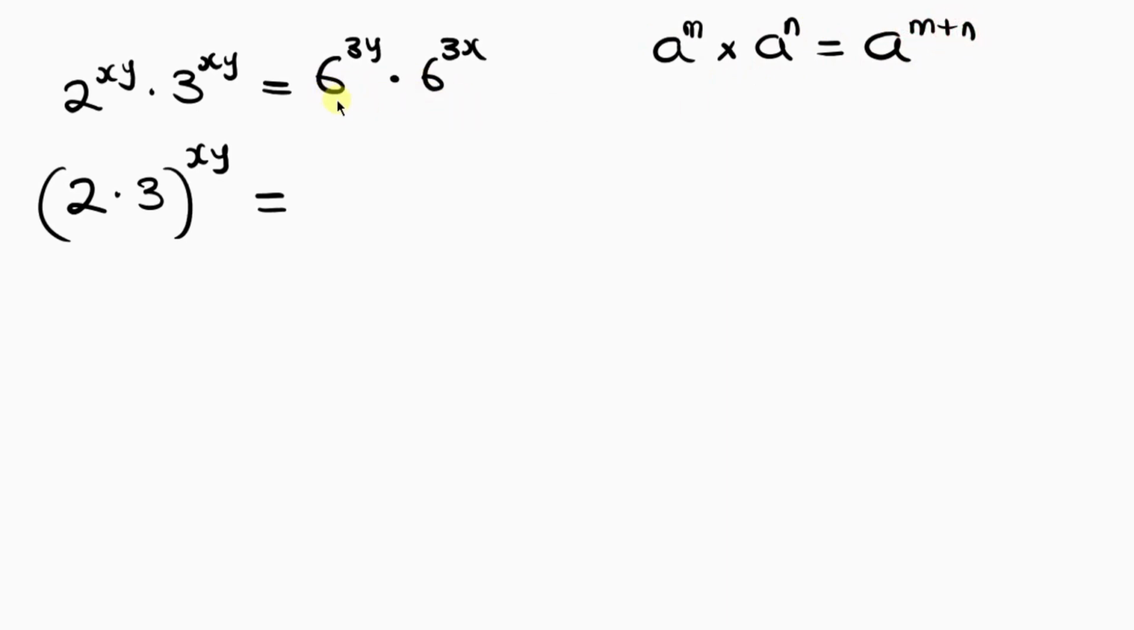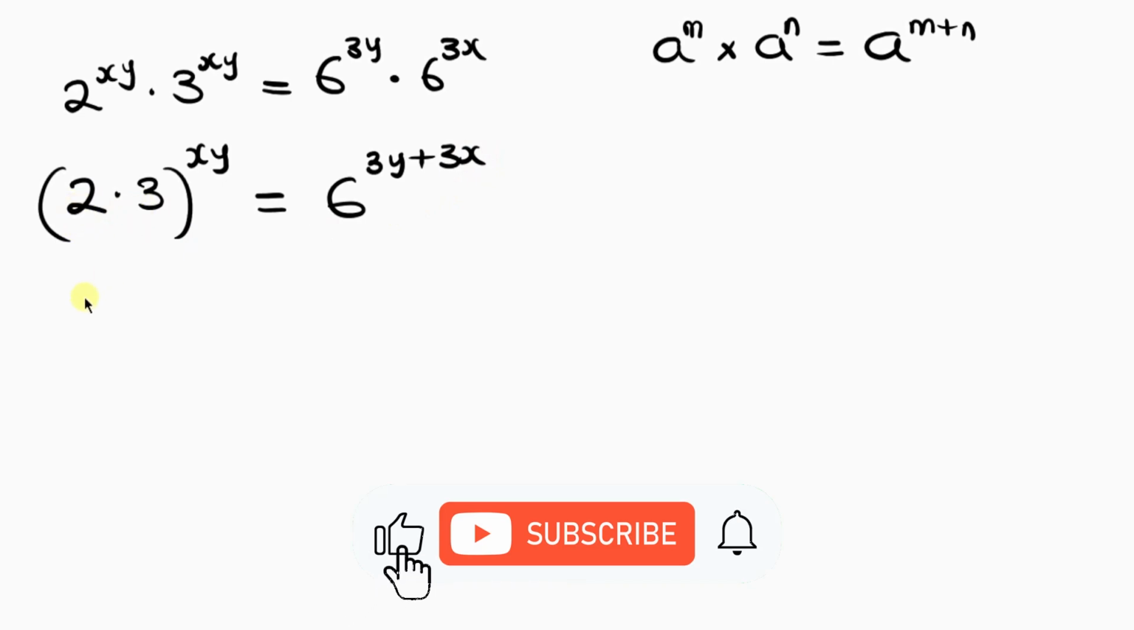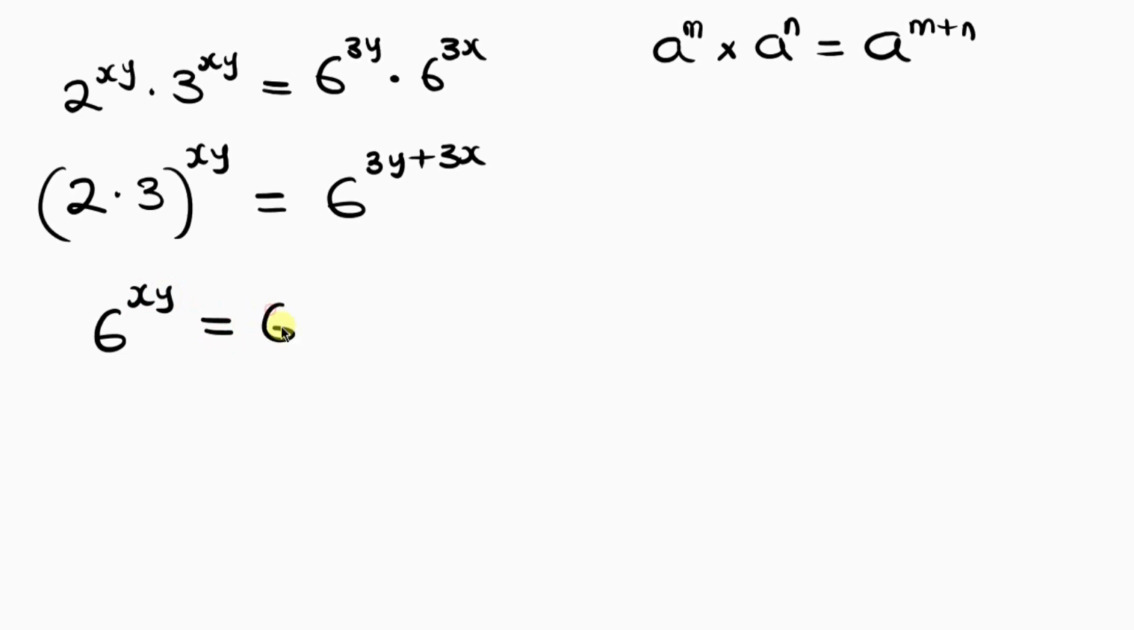This is a base of 6 and there's also a base of 6. So what happens is that they have the same base. So I'm going to be taking a base, and since I can see multiplication here, that means I'm going to be adding the powers. So 3y plus 3x. Now, let's simplify further. So 2 times 3 is 6 raised to power xy equal to 6 to the power of 3y plus 3x. Now, notice that the base on the left is the same as the base on the right. And since the bases are the same, we can equate the powers. So let me write equate powers here.